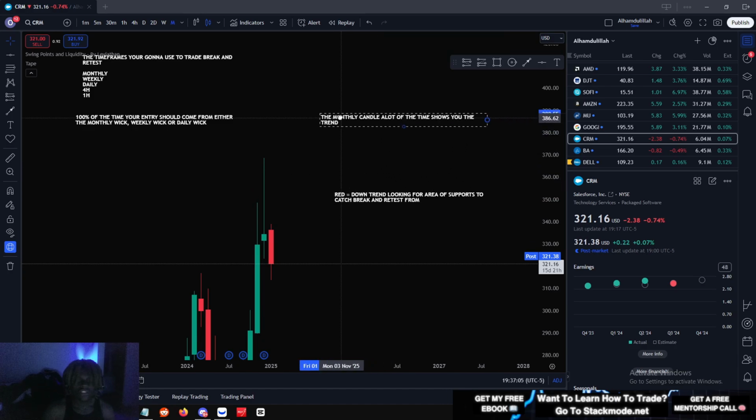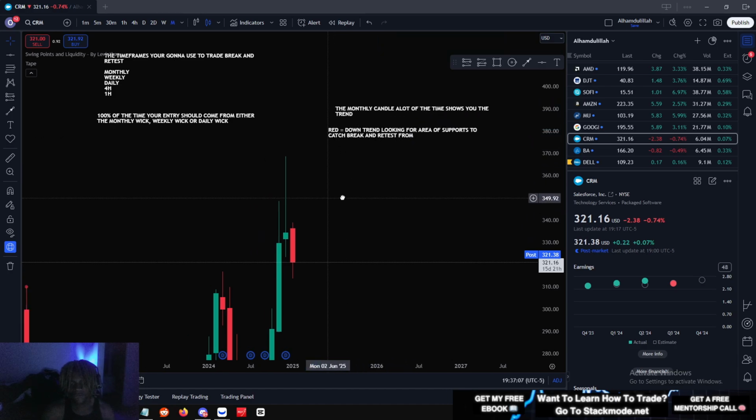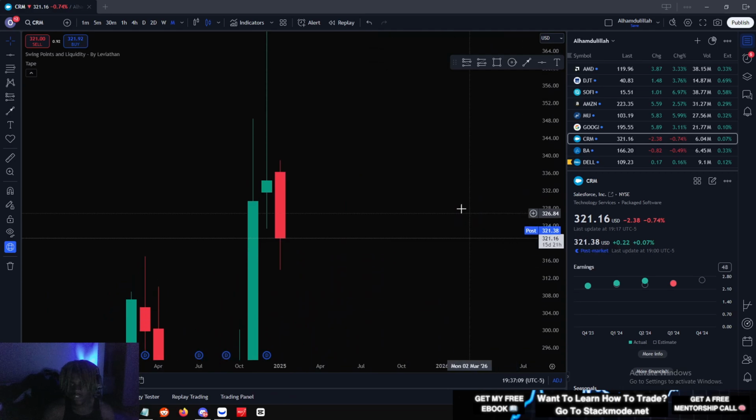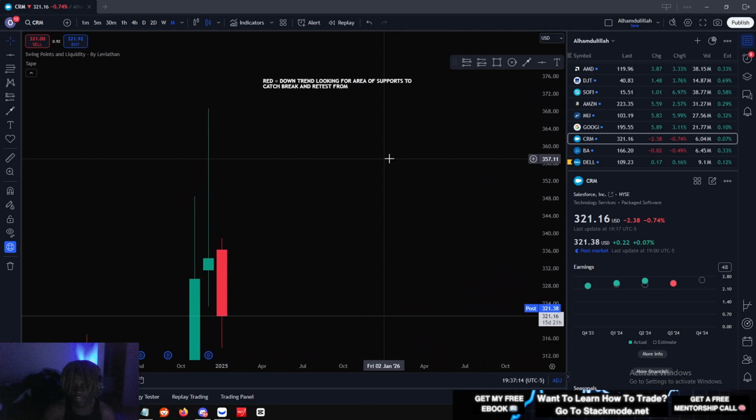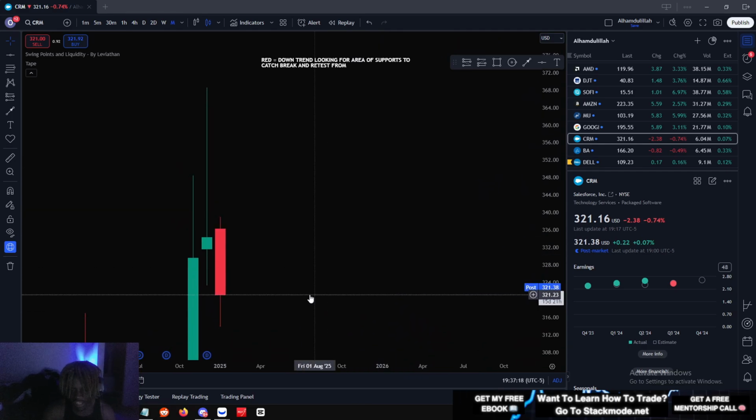Okay, so let's say the candle is red, right? So right here is bearish, so it's red. We're going to be looking for areas of support to catch a break and retest from. Okay? Right here, at the dotted line, that's current price. Price is currently at 321.16, right?